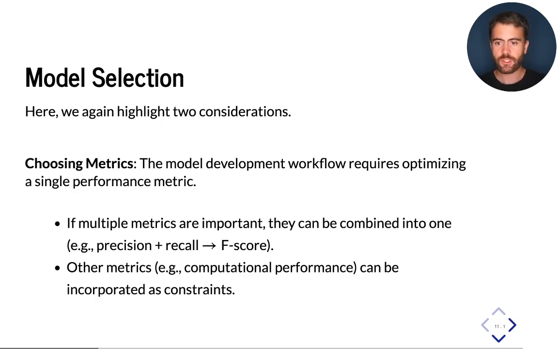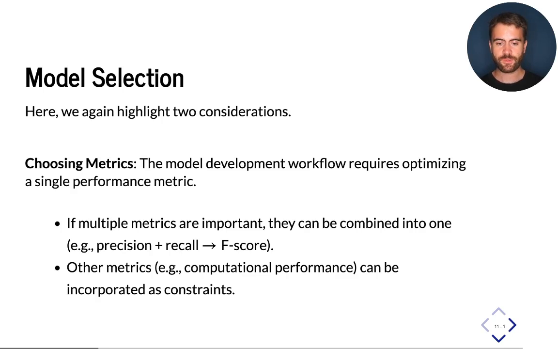This is a binary decision, and so it has to be done according to some single quantitative measure. And if we have multiple metrics that we're interested in, for example, precision and recall, we can combine them into a single metric by taking their average or some combination of them. In this example, combining precision and recall gives us something called the F-score.